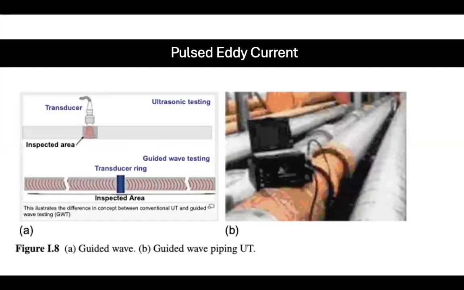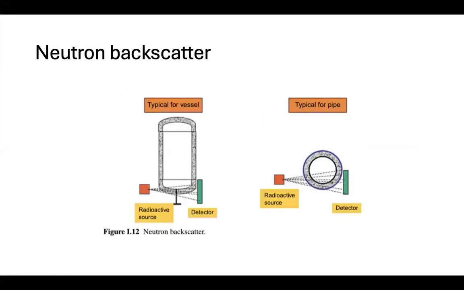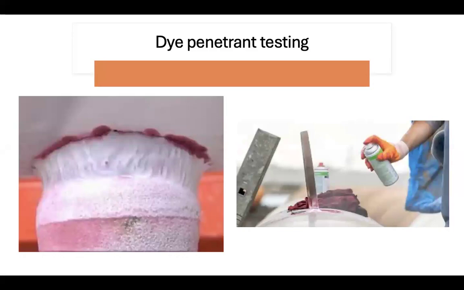This is the pulse eddy current with guided wave and guided wave piping UT. Infrared. This is the infrared and neutron backscatter, and dye penetrant testing.